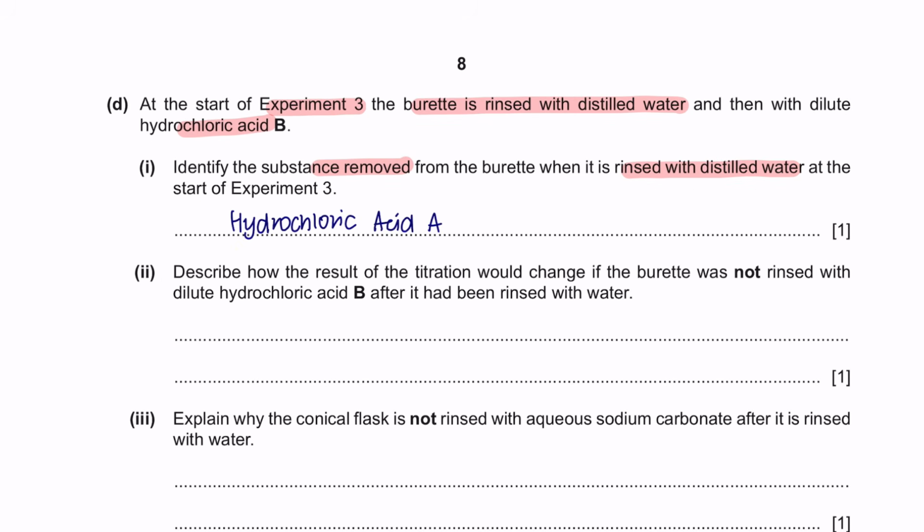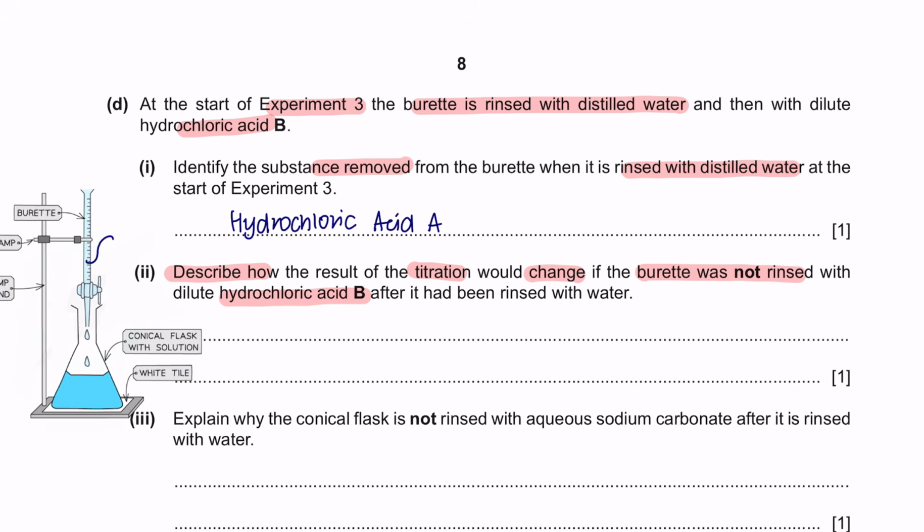Next, part 2. Describe how the result of the titration would change if the burette was not rinsed with dilute hydrochloric acid B after it had been rinsed with water. If we hadn't rinsed the burette, it will still contain a little bit of hydrochloric acid A. So it's going to change the amount of hydrochloric acid needed to neutralize the base. And now we're going to require more hydrochloric acid B to neutralize the base.